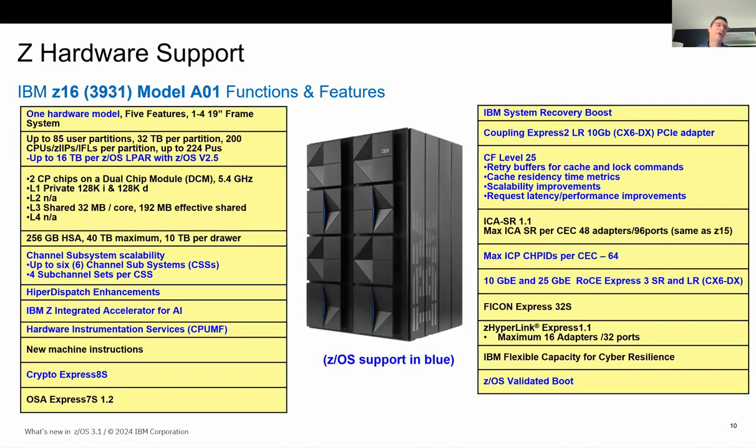Let's talk quickly about the hardware. As you can anticipate, when there's a new level of hardware out, the operating system is in tight synergy with that delivery of the release. And so you'll see lots of items here, all the items listed in blue, that z/OS has support for in the new IBM z16, both models A01 and, on the next slide, A02. You'll see there's lots of functionality. We'll talk about some of these items today.